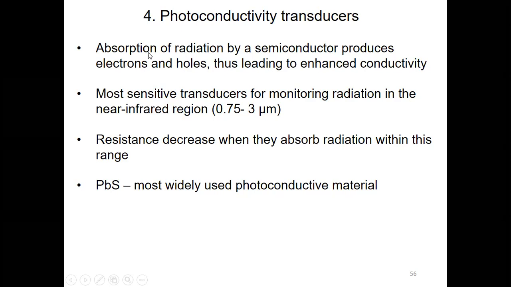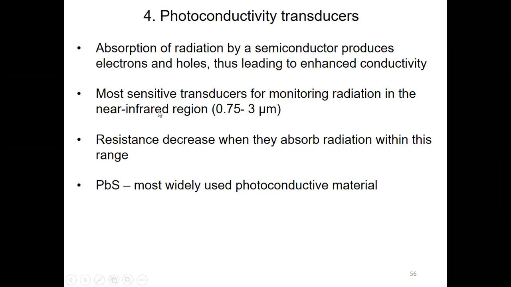So when the semiconducting material absorbs photons, you know, semiconductors have a conduction band and a valence band. When it absorbs the radiation, it generates electrons and holes. When it generates electrons and holes, it will lead to an electrical signal. So the conductivity will be enhanced because of the absorption of radiation, right? The conductivity will be increased.